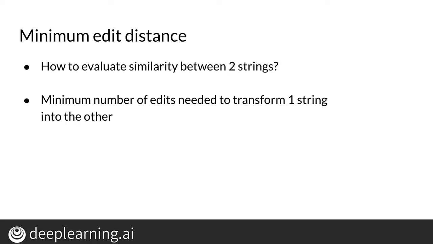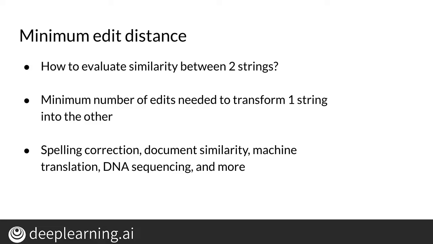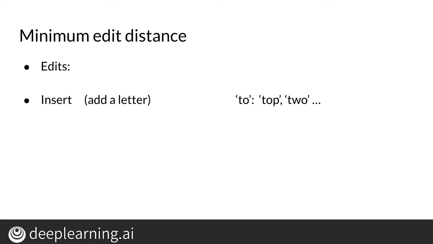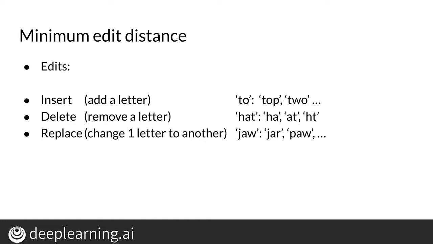Given 2 strings, the minimum edit distance is the lowest number of operations needed to transform one string into the other. It has many applications. In NLP, for example, it could be used in spelling correction, document similarity, and machine translation. It can also be found in computational biology and DNA sequencing. For calculating minimum edit distance, you will use 3 types of edit operations. All 3 operations that you already know: insert, delete, and replace.